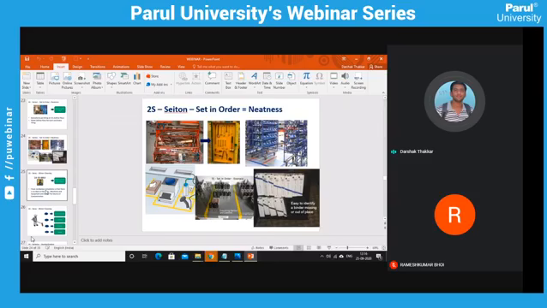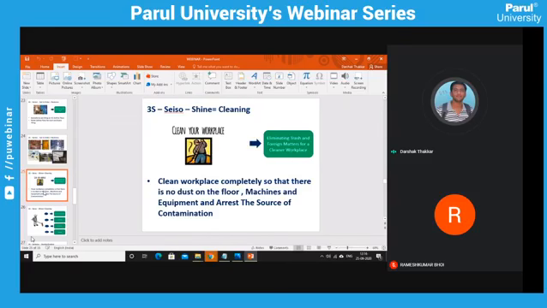So the third is Seiso, which means shine, means cleaning, right? It means eliminating the trash and foreign matter for a cleaner workplace. So it is like a completely clean workplace so that there is no dust on the floor, machines, equipment, and we arrest the source of contamination. The main aim of cleaning is that if we remove the dust or any other foreign particles from the machine on a regular basis, we can easily identify the abnormalities in the machine, right?